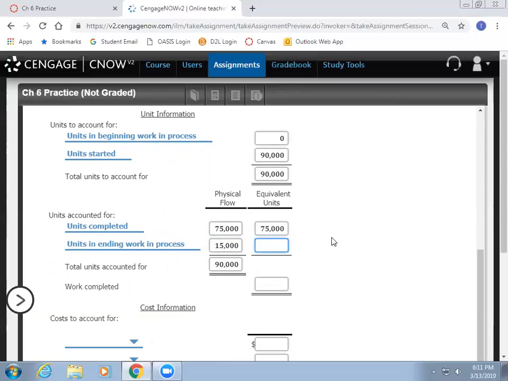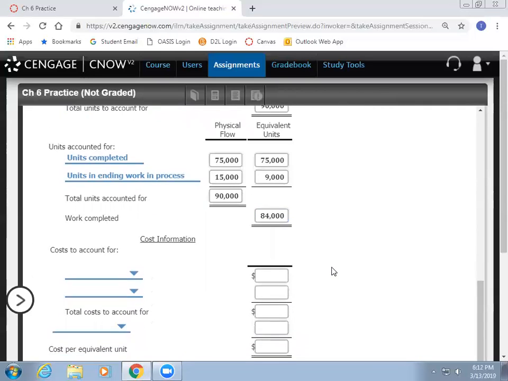But they told me ending work in process is 60% complete. So what is my equivalent units for the ending work in process? 9,000, very good. So 15,000 times 60%. The equivalent units for ending is 9,000. So the total units completed in the period, or what we'll deem completed, would be 75,000 plus 9,000, or 84,000. Okay. So now we're going to take that 84,000 units that we could have completed, given all the resources we had, and be able to come up with a unit cost.